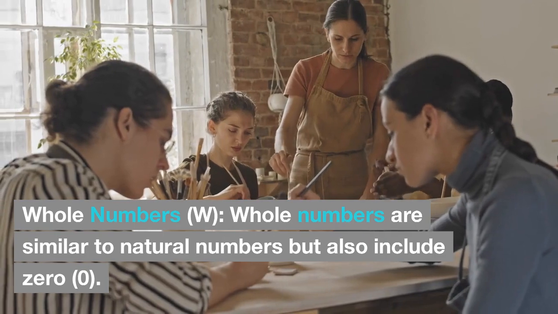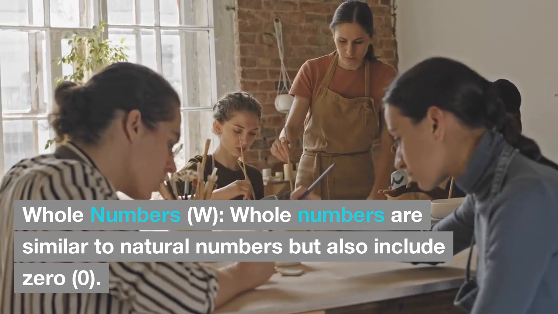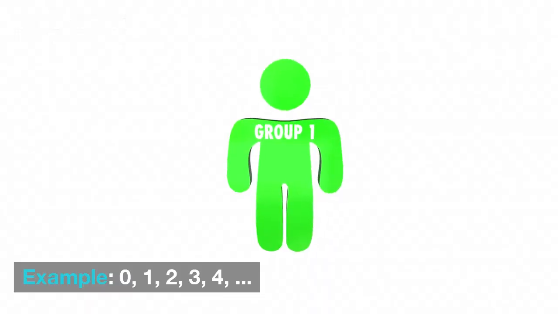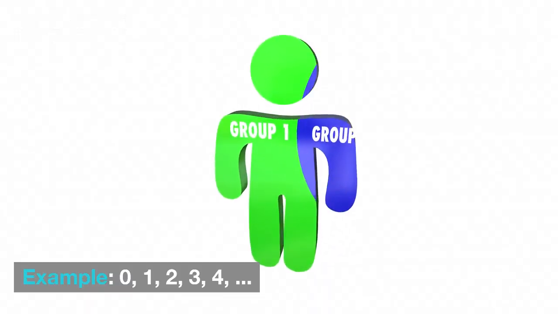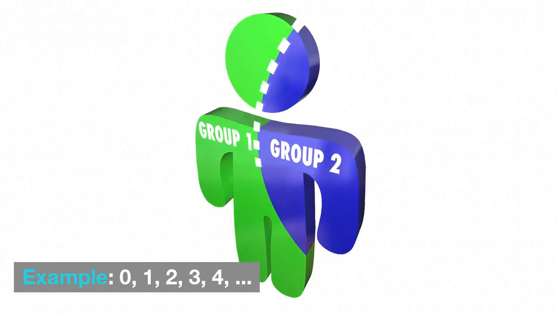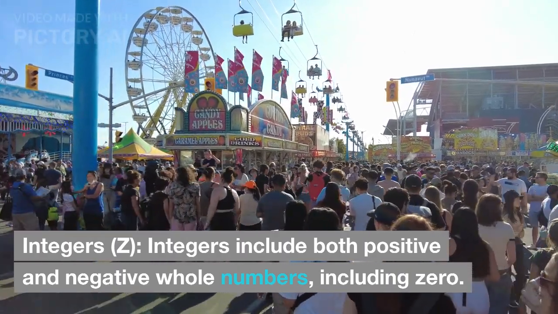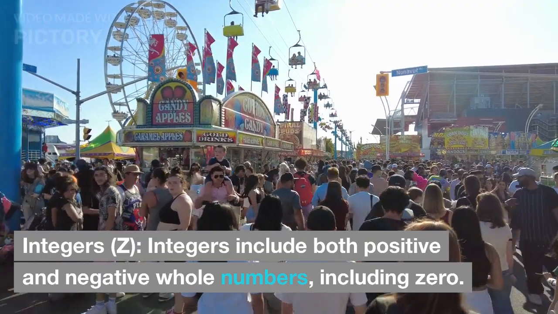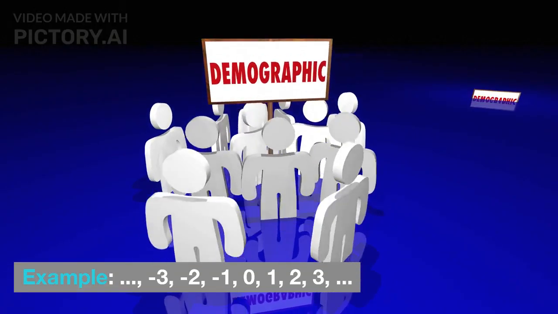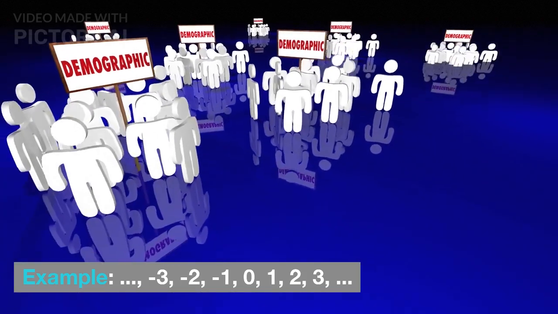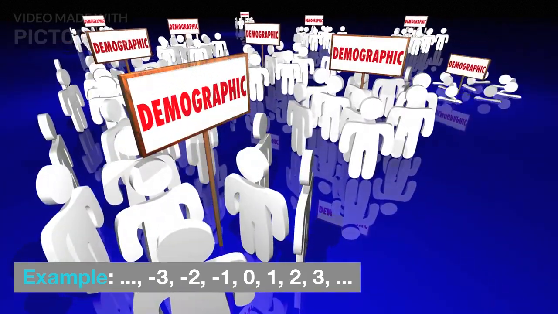Whole numbers, W. Whole numbers are similar to natural numbers but also include 0. Example: 0, 1, 2, 3, 4. Integers, Z. Integers include both positive and negative whole numbers, including 0. Example: -3, -2, -1, 0, 1, 2, 3.